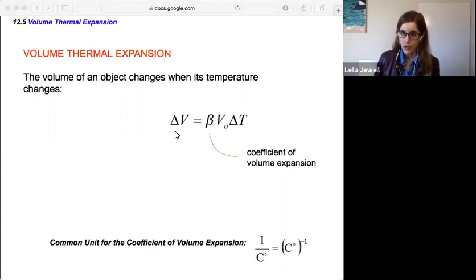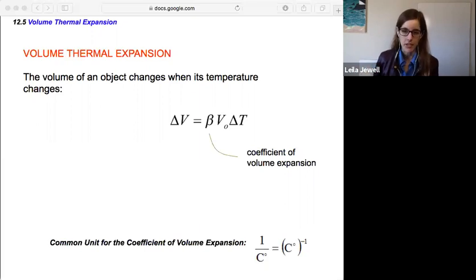So the change in volume is equal to beta, the coefficient of volume expansion, times the original volume times delta T, the change in temperature. This equation's basically identical to what we had for the linear thermal expansion, but now we're dealing with a volume instead of a linear case, and we have a slightly different coefficient. So the common unit is still the same, inverse Celsius degrees, but the beta is something we'll have to get from that table, from the next column over.